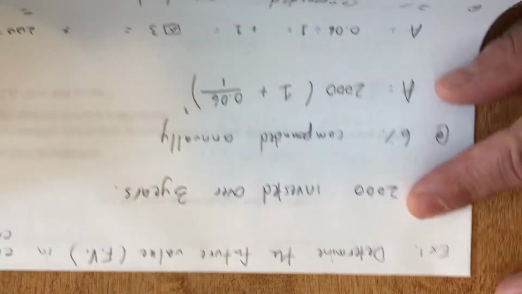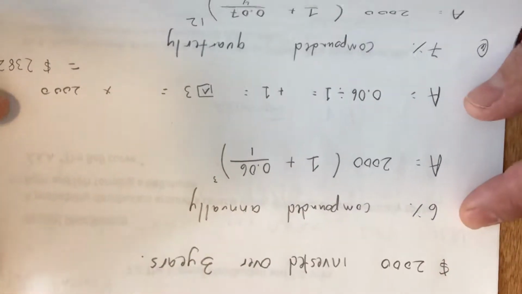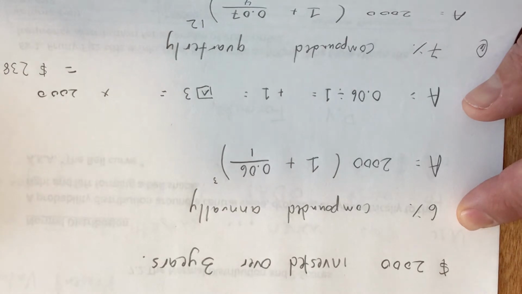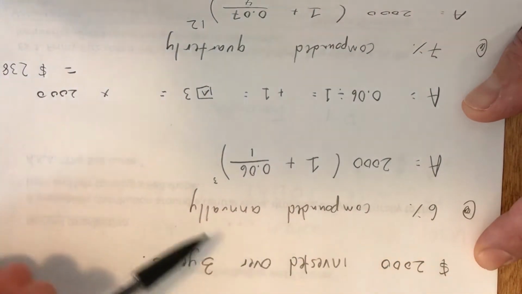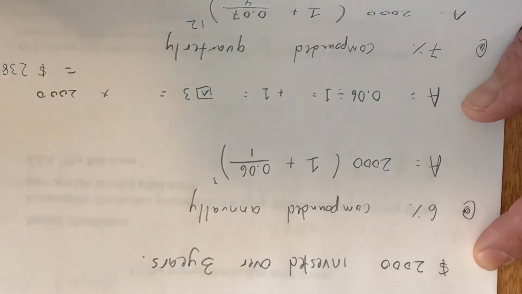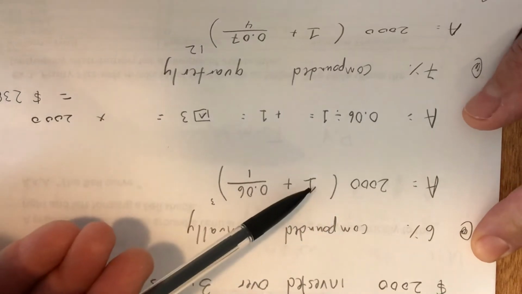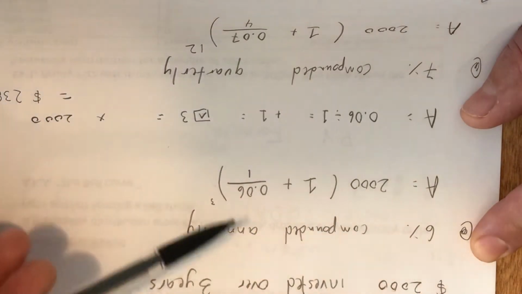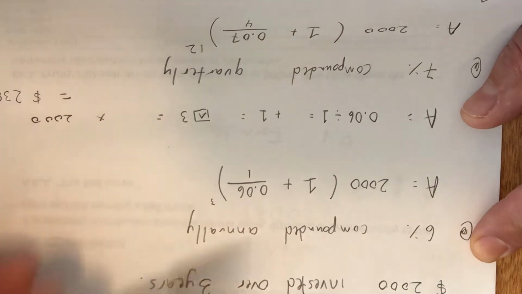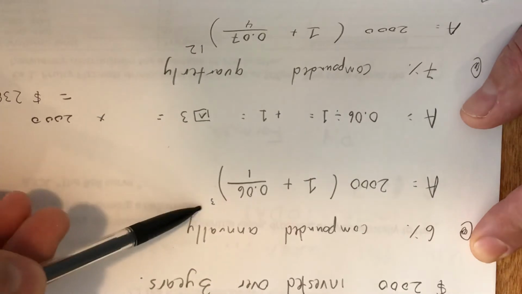Okay, so I gave you a bunch of different scenarios, and it asks you to determine the future value in each case. If I had $2,000 invested over 3 years at 6% interest compounded annually, once a year, we need to get the final amount. We put in 2,000. It's 1 plus the interest rate, 0.06 is 6%. Annually is divided by 1, that's going to cancel, it's the same thing. And because it's 3 years, we go to the power of 3.